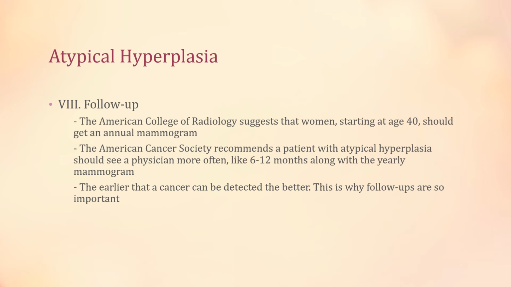Follow-up mammograms are very important. The American College of Radiology suggests that women starting at the age of 40 should get an annual mammogram. The American Cancer Society recommends a patient with atypical hyperplasia should see a physician more often, like every 6 to 12 months, along with the yearly mammogram. The earlier that a cancer can be detected, the better. Follow-ups are very important, and sometimes patients with atypical hyperplasia will also have to have an MRI along with their mammogram for better diagnostic imaging.